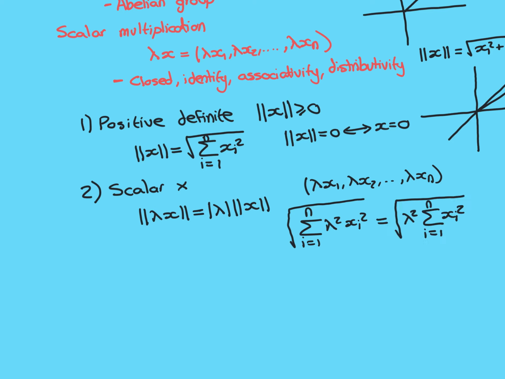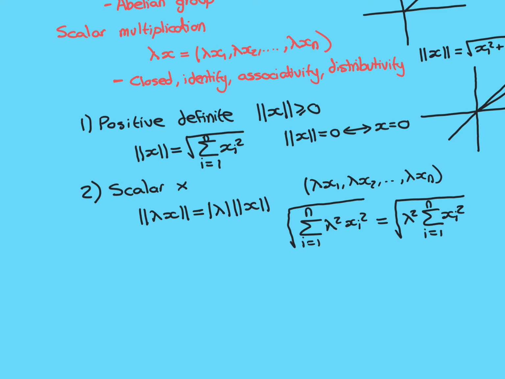So next step, pull that lambda squared out. This is equal to the square root of lambda squared times the sum from i equals 1 to n of xi squared. And then, of course, we can pull the lambda squared out of the square root, or split it into the square root of lambda squared times the square root of the sum from i equals 1 to n of xi squared.